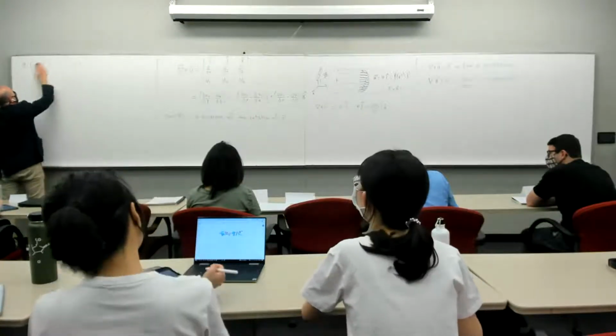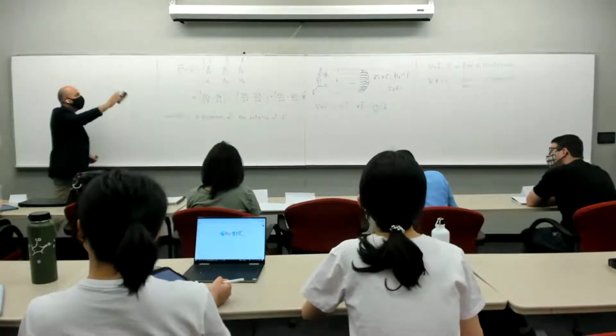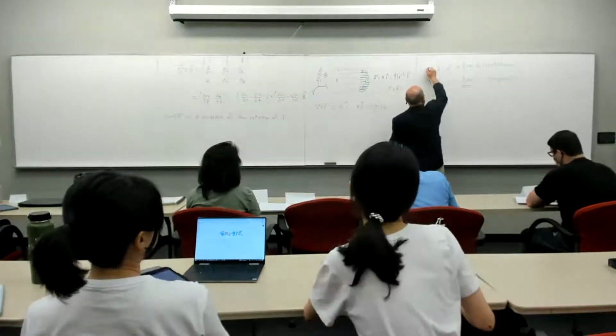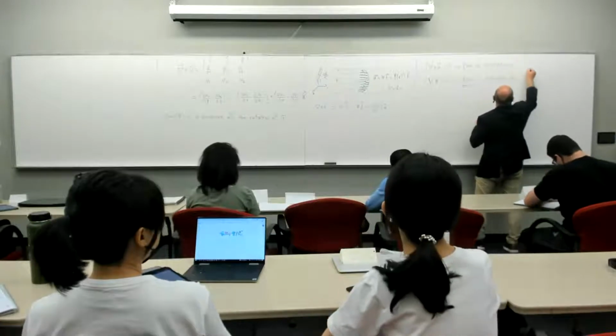So keep that in mind for the homework. Curl u equals 0, flow is irrotational, and div u equals 0, flow is incompressible, okay?